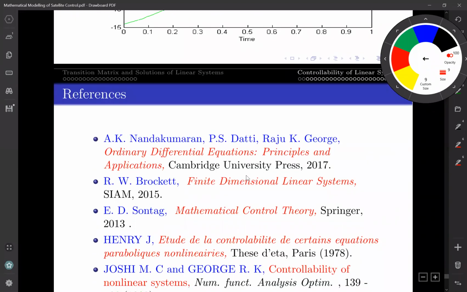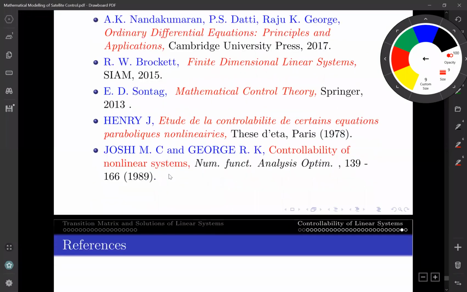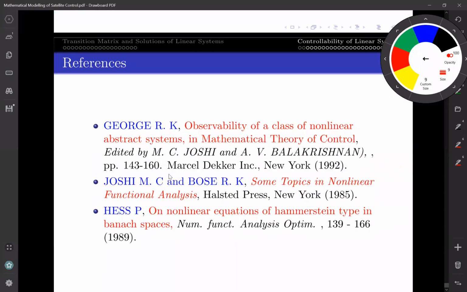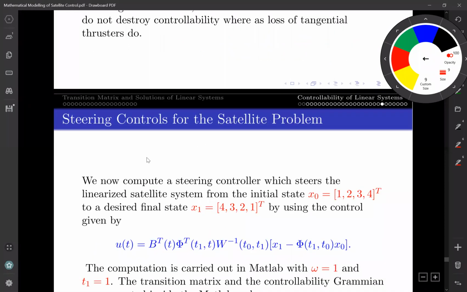The time is up. Some references. A good starting point for a beginner to start with such control theory is the book by R.W. Brockett, Finite Dimensional Linear Systems, and also a nice book in terms of mathematical description is Mathematical Control Theory by Sontag. And many more references I have given, so one can look into them. And this is all I want to say. Thank you. If you have any questions, I think I can answer.